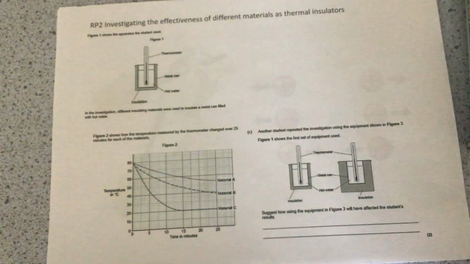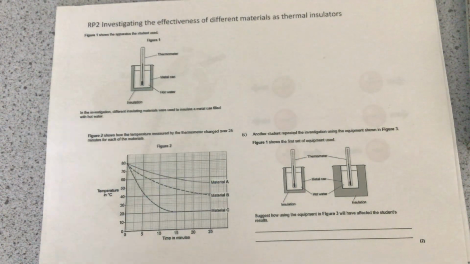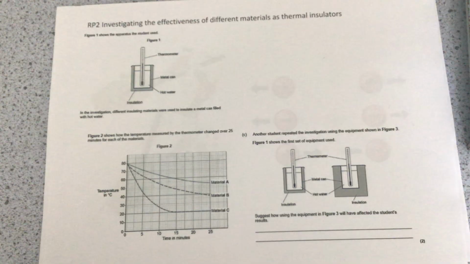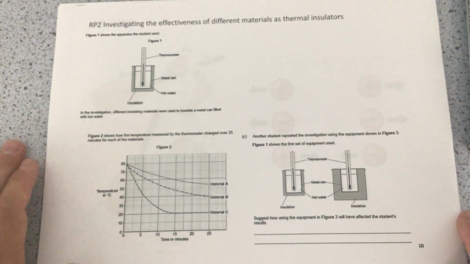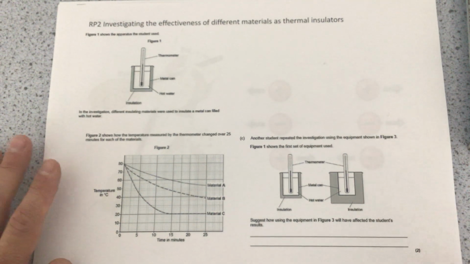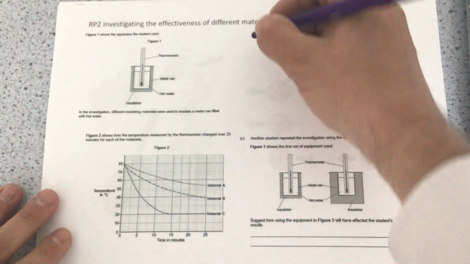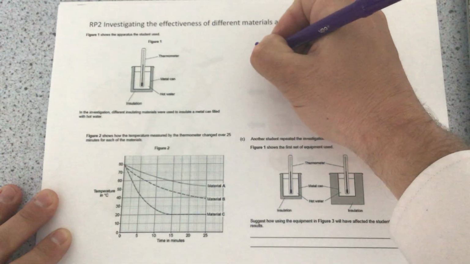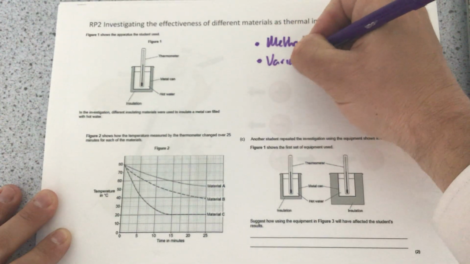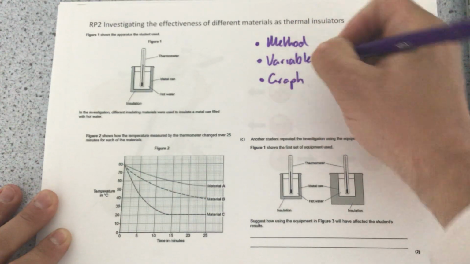So the first thing that we're going to look at is the required practical, the only required practical that is a physics only required practical on paper 1, and it's the effectiveness of different materials as thermal insulators. And I basically see this as one of 3 types of question. It's either going to be a method, or it's going to be to do with variables, or it's going to be something to do with a graph. And you can see an example of a question that we've got here.